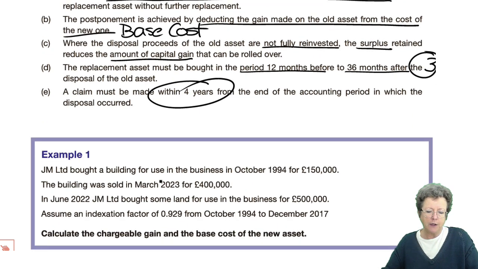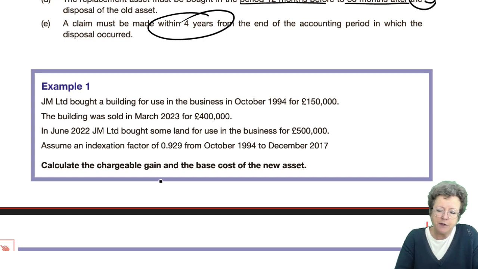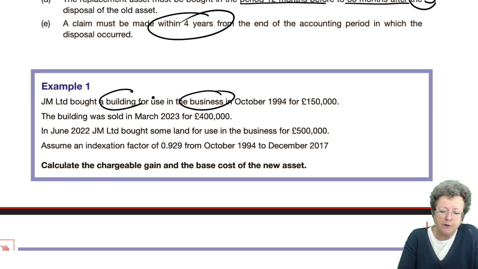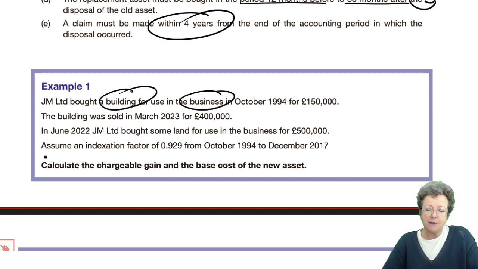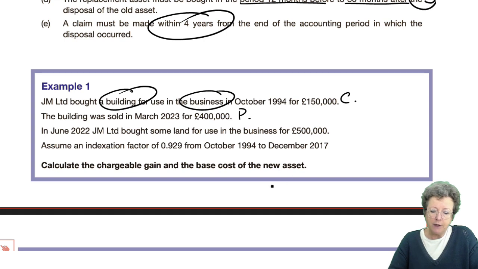So we're going to have a look at example number one. JM bought a building for use in business in October 1993. So it's an actual business asset used in the business. And it was sold in March 2023 for 400,000. So that's our proceeds, that's our cost. Now don't forget, with this you've got indexation as well that needs to be added on to the computation that we would have used for individuals.